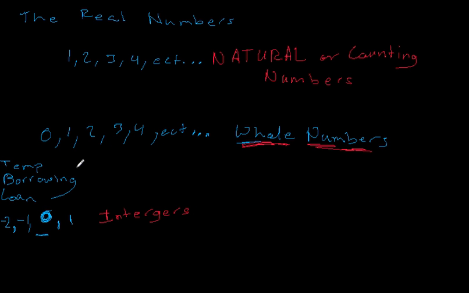Another way to look at this, when you put the two systems together, integers are our whole numbers, those are the positive numbers and numbers that include 0. And you add with it the negative numbers, you end up with something called integers. It's a set called integers.